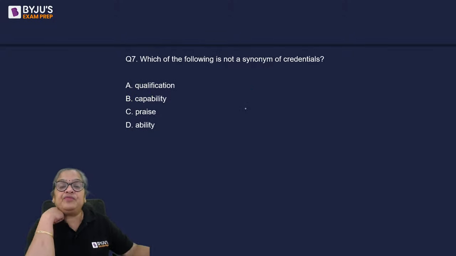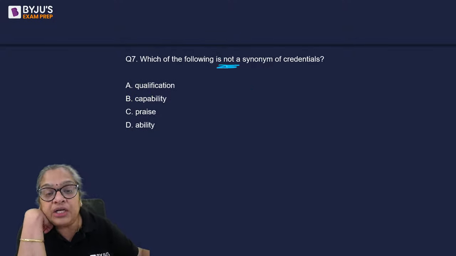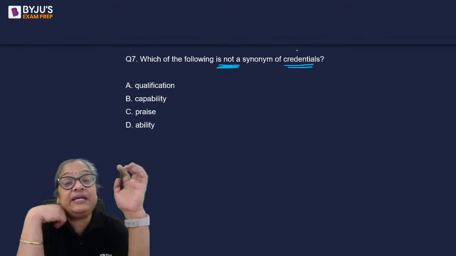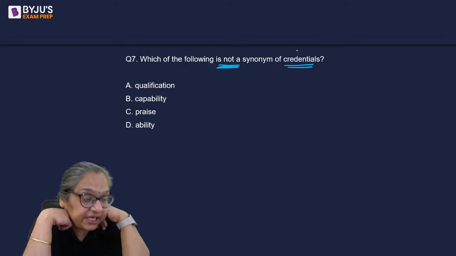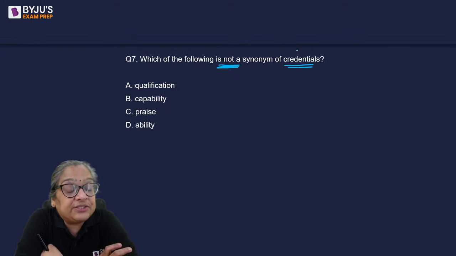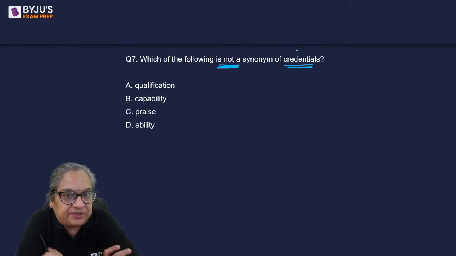Next, which of the following is not a synonym of credentials? Given India's credentials as Israel's friend, what is not a synonym of credentials? Qualification, capability, praise, or ability. What is not a synonym of credentials? Question 7. Quickly.